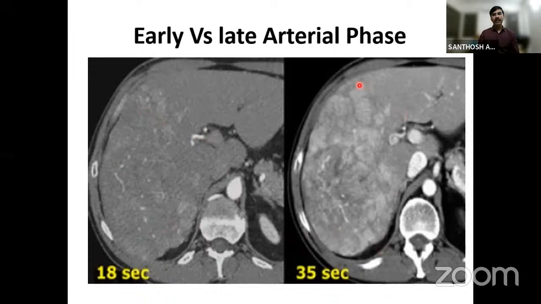But when we do it in a late arterial phase, 35 to 40 seconds, the enhancement pattern of this tumor, which is occupying the entire right lobe, is clearly seen, whereas it is not very clear in the early arterial phase. So triple phase CT essentially includes the late arterial phase, 35 to 40 seconds, the portal venous phase, 65 to 70 seconds, and the delayed phase, which is more than 120 seconds.